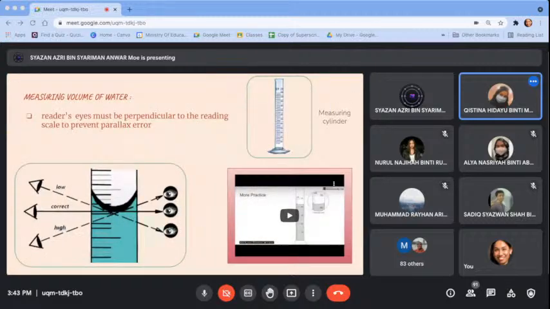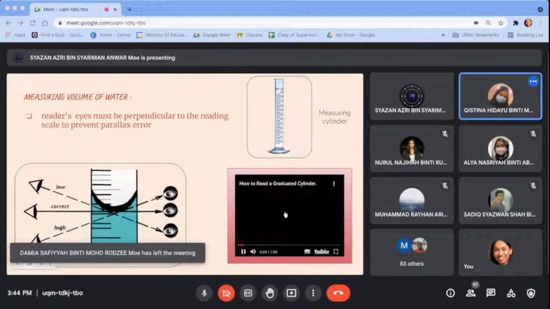Lastly, measuring volume of water. To prevent parallax error when we want to measure the volume of water, we have to make sure that our eyes are perpendicular to the reading scale. So this is an example of measuring instruments that we can use to measure volume of water.